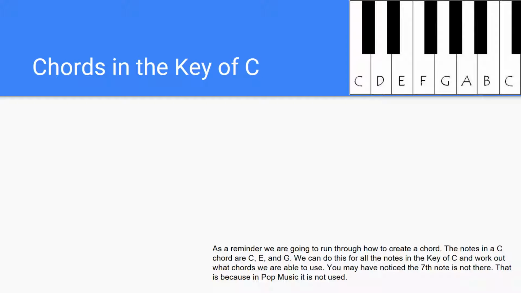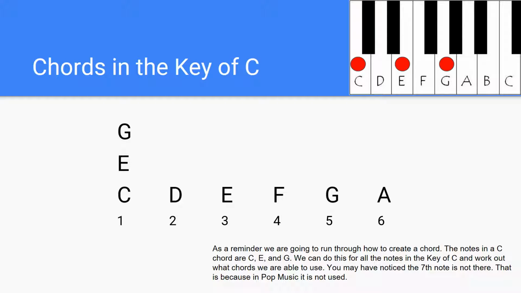We're going to look at reminding ourselves how to create a chord. And as we're in C major, we're going to start with the chord of C. To make that up, we need a C, E, and G. We can do this for all the notes in the key of C major and work out what chords we're able to use. So along the bottom there I've numbered each of the notes in our scale, and then we're going to work our way up, and we've created our chords.